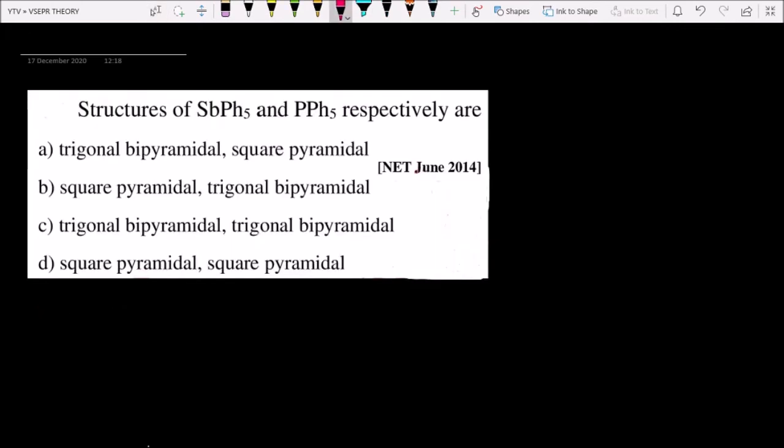Okay, in this question they are asking us to find out the structure of these two. What are those two? One is SbPh5, the other one is PPh5. Basically, in both the cases, the bond pair is equal to 5.